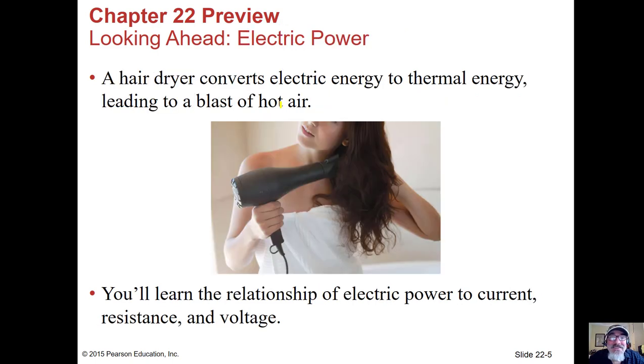You could. A hair dryer converts electrical energy into thermal energy. So we're going to take some electrical energy. What do we do with it? Lots of different things. One idea is thermal energy. Maybe you've got an electric blanket. It's the same idea. Okay, so you'll learn the relationship between electric power and current, resistance, and voltage.